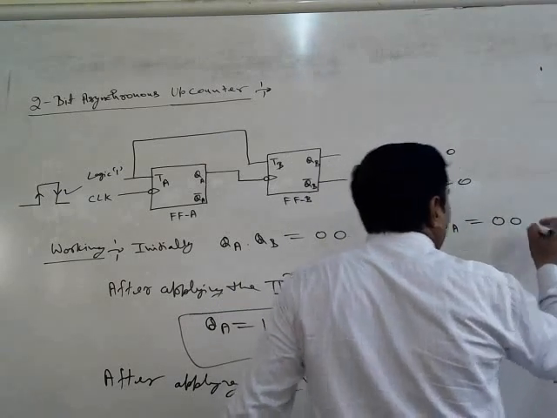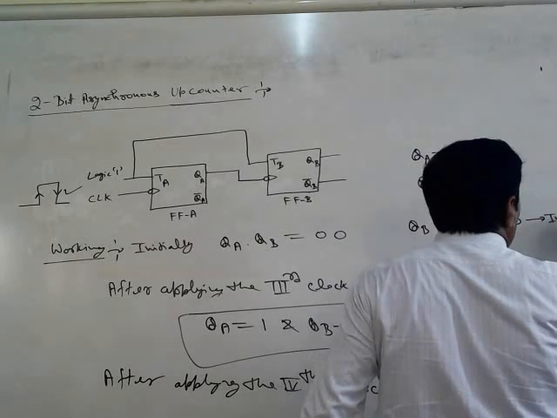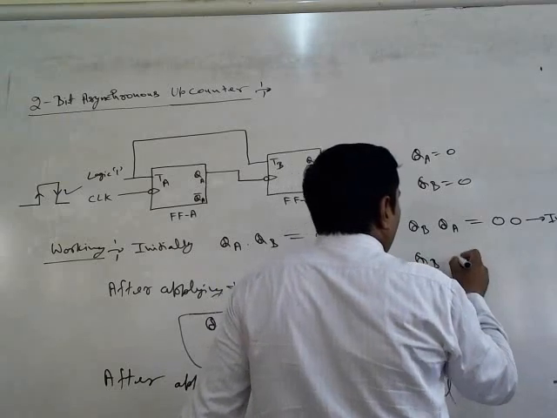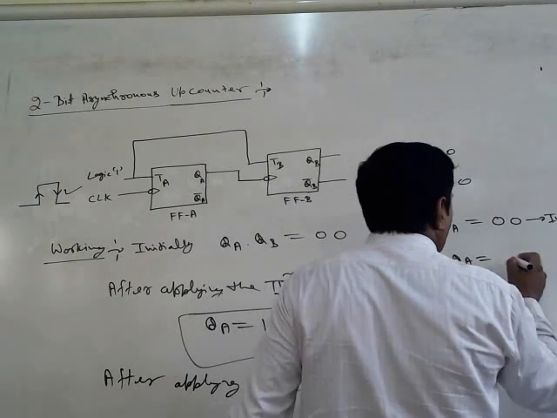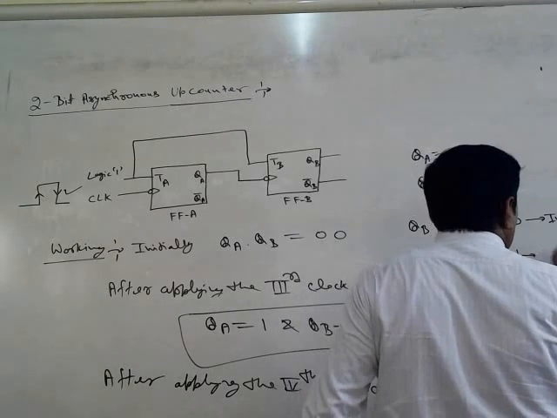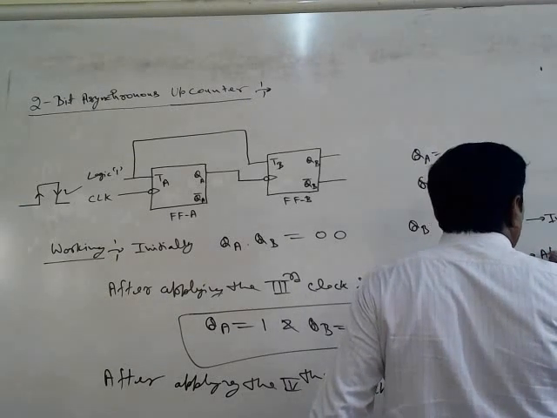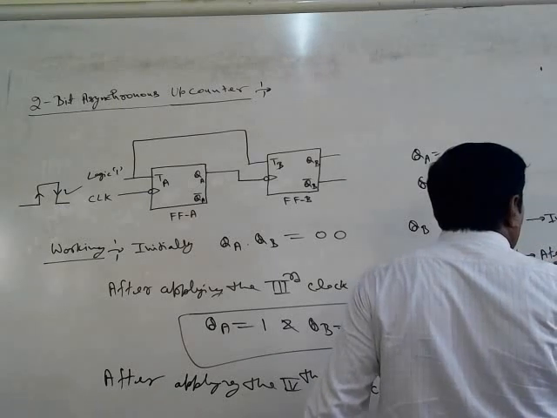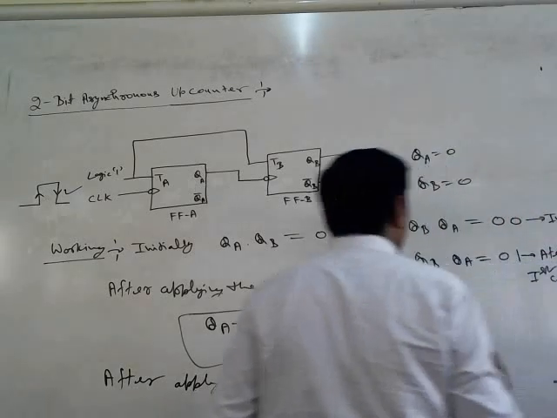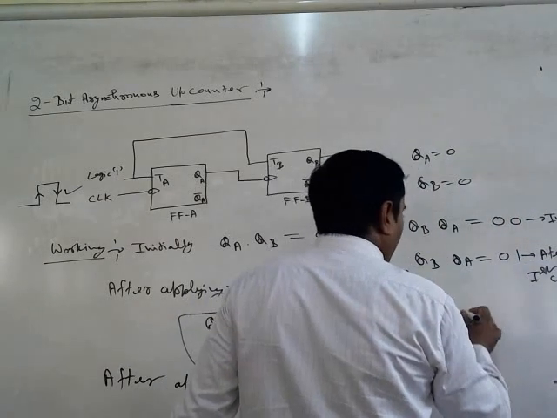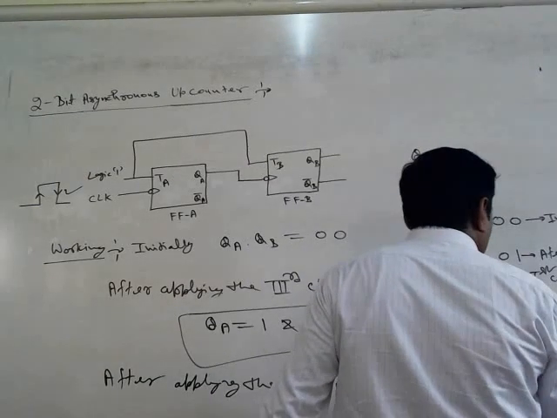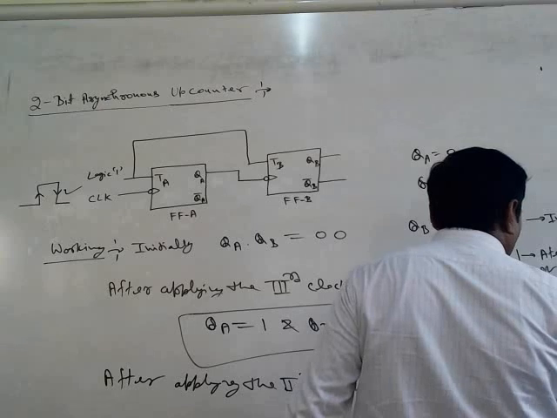QB QA equals 0 0 initially. QB QA equals 0 1 after the first clock pulse. After the second clock signal, QB QA equals 1 0.